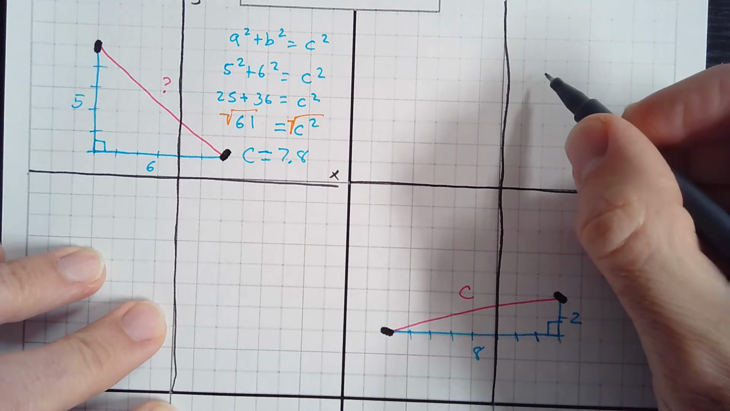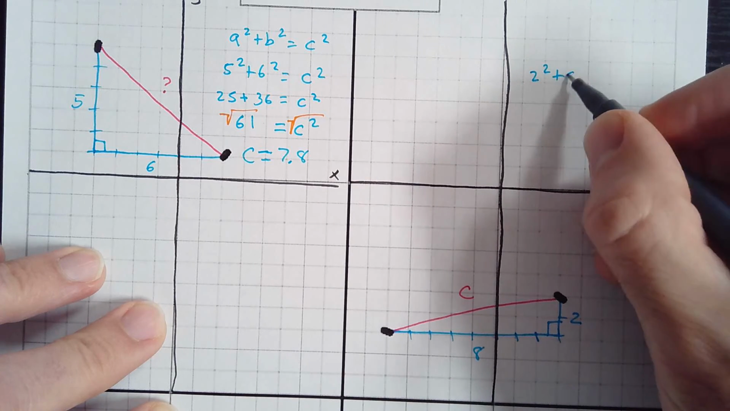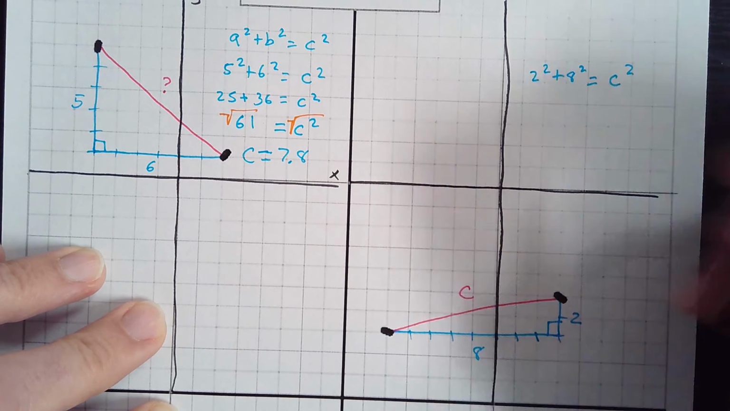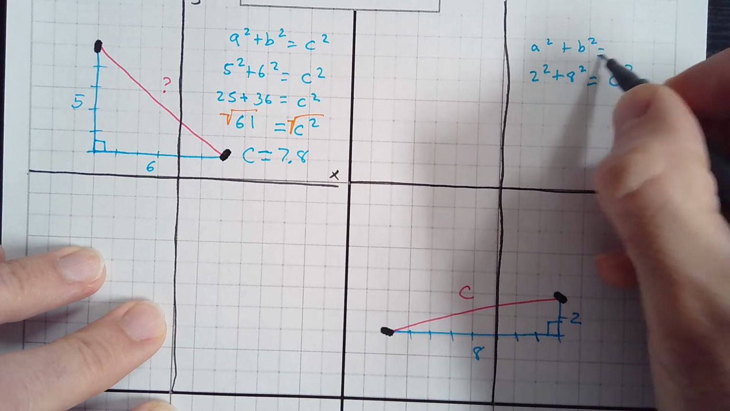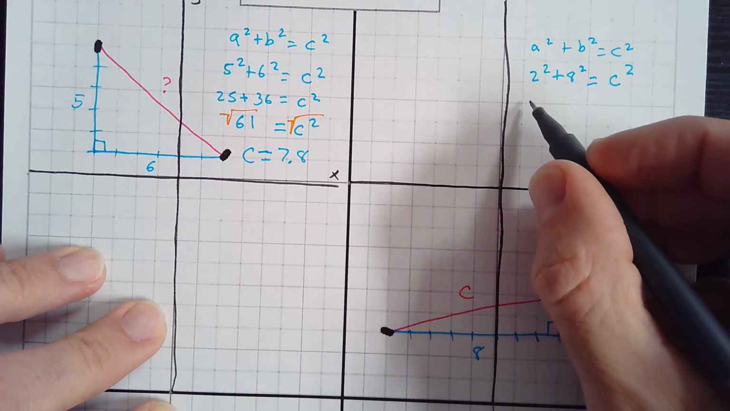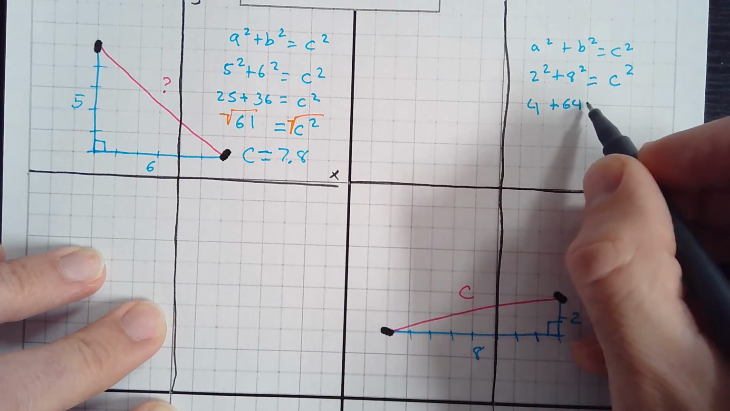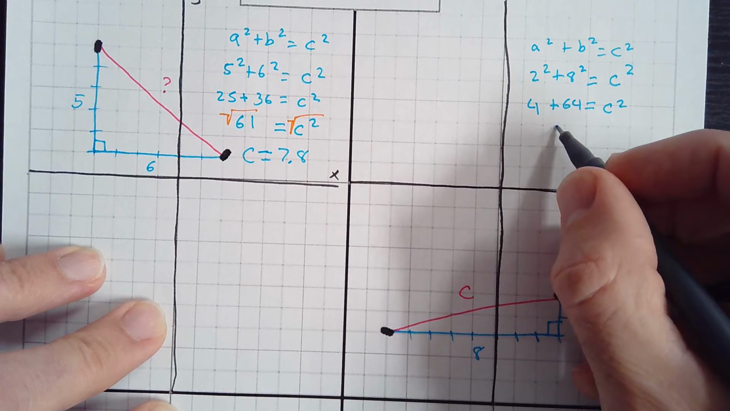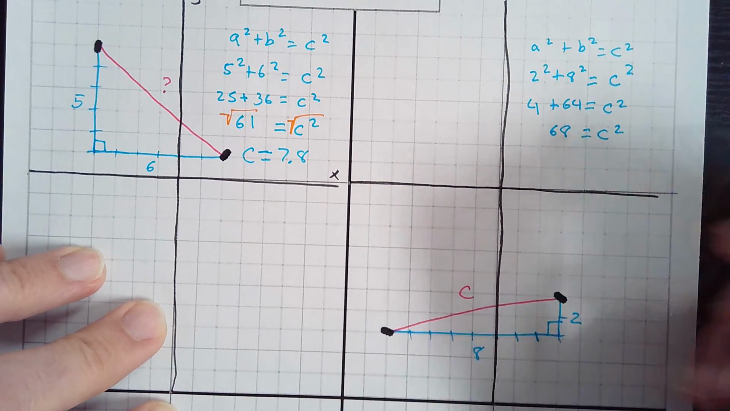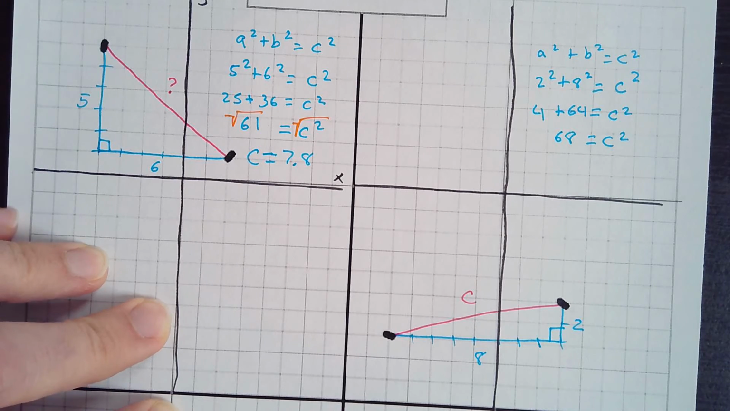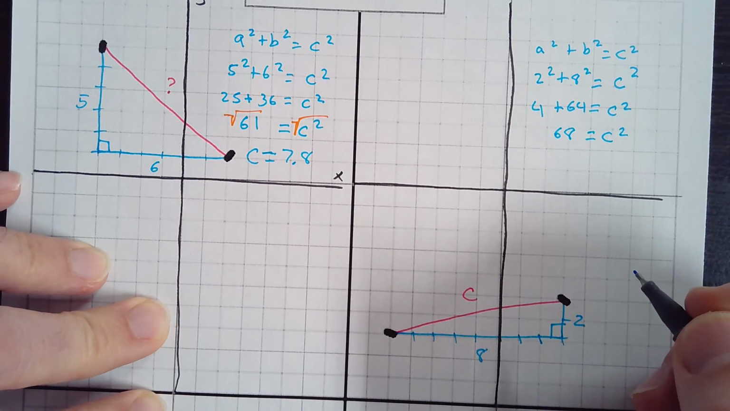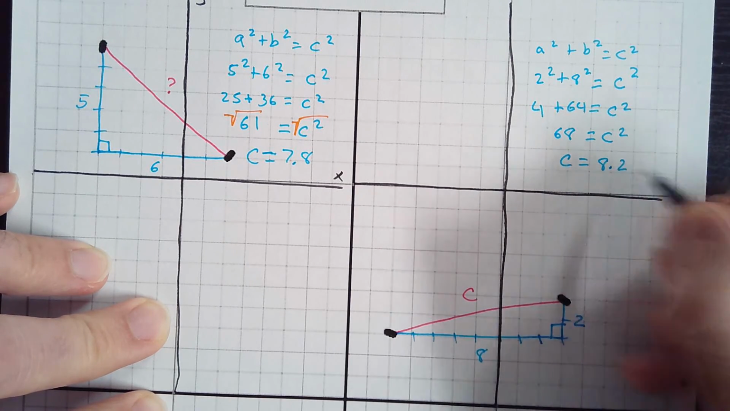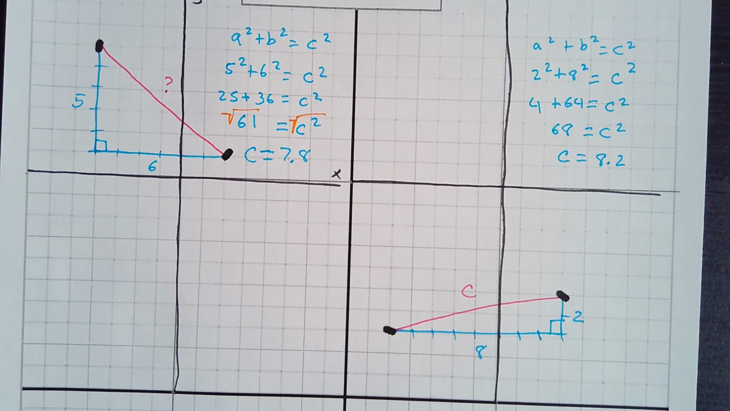So we're going to say, we'll kind of start up here. We'll say 2 squared plus 8 squared equals C squared, because this is A squared plus B squared equals C squared, A and B. So this becomes 4 plus 64 equals C squared. 4 plus 64 is 68 equals C squared. The square root of 68, we get 8.2. C equals 8.2. That's all there is to it.